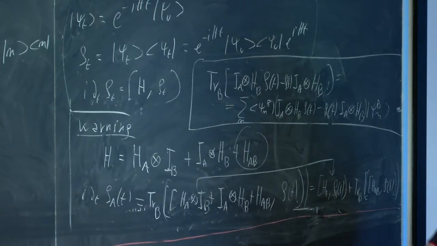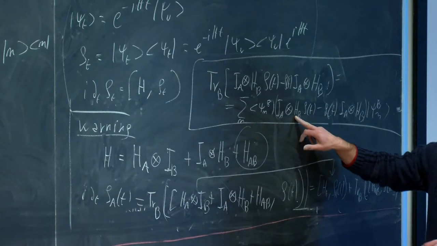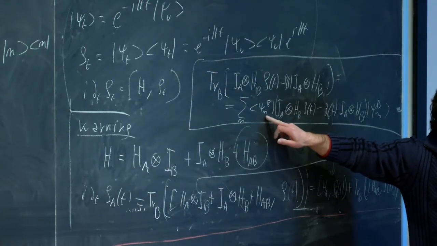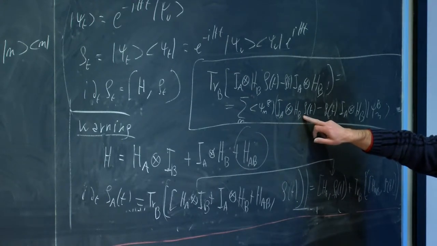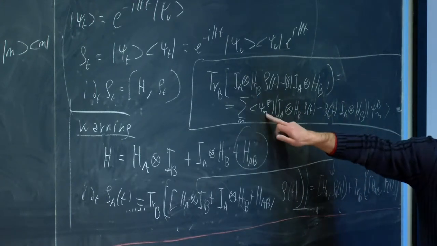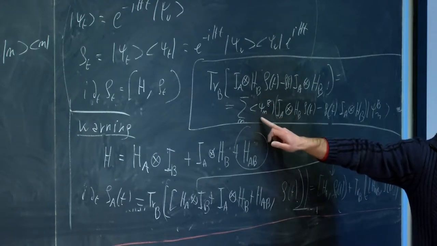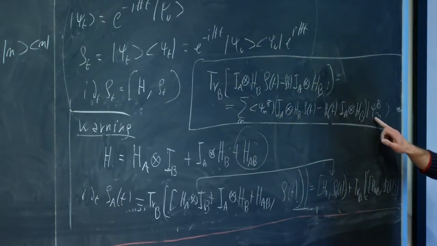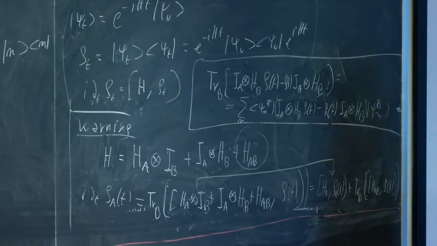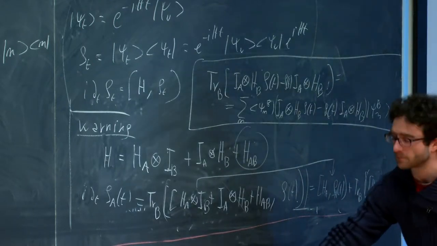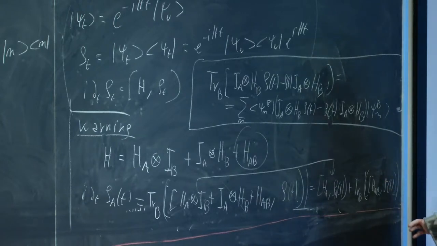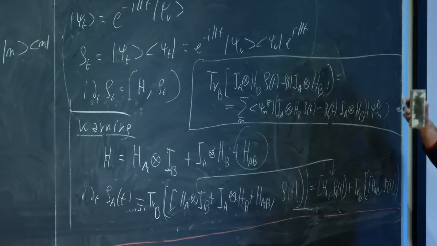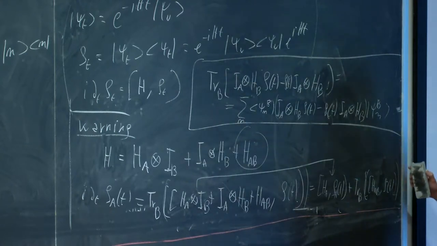For example, just to see immediately the result, this is an arbitrary basis. Okay, we can choose a basis that diagonalizes H_B. Why not? Then you see that when you apply H_B to this, you find the corresponding energy, but you find the same here. So these two terms simplify, and you find zero. Anyway, the exact expression is not important. Just know that it's not as simple as in the isolated case.